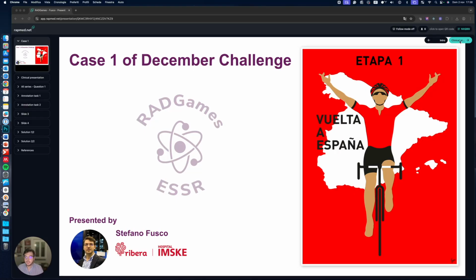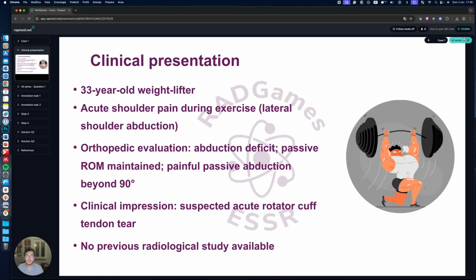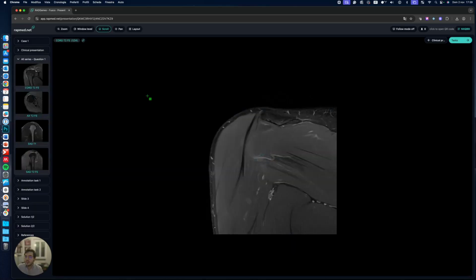This is a case from the Hospital IMSCE in Valencia, where I attended the fellowship last year. It is a case of a 33-year-old weightlifter who suffered an acute shoulder injury during lateral shoulder abduction. He had an abduction deficit and a painful passive abduction, and the suspicion was of an acute rotator cuff tear. So let's look at the MR.